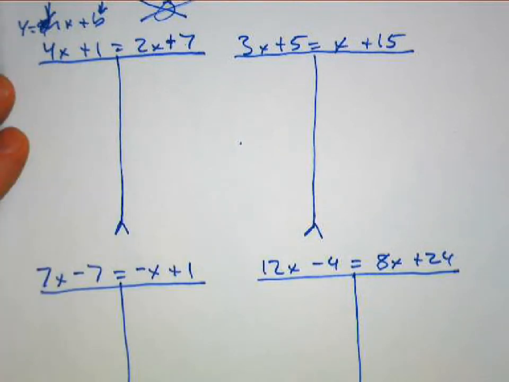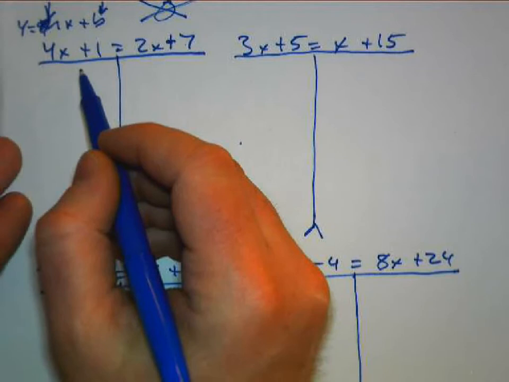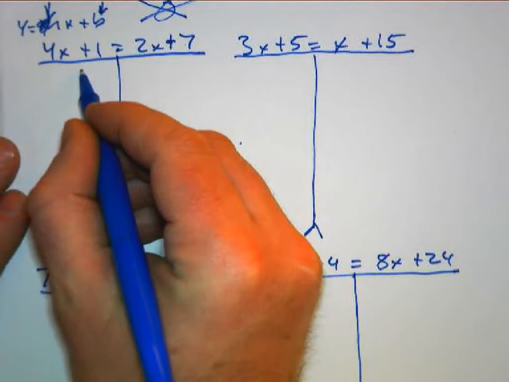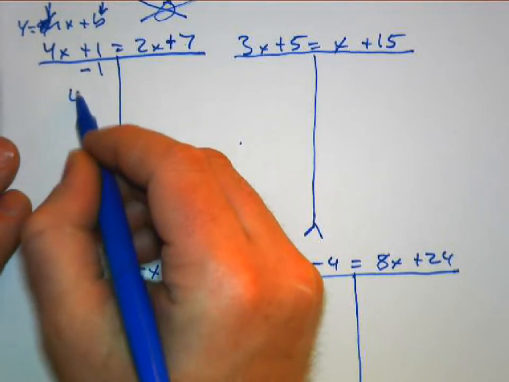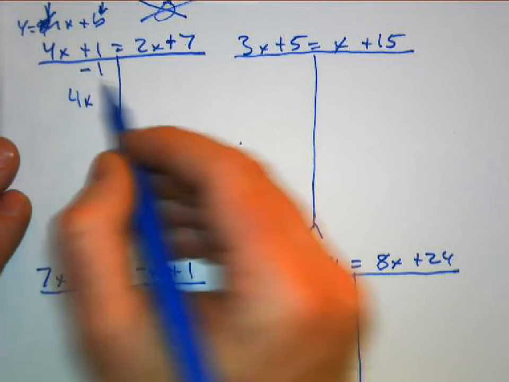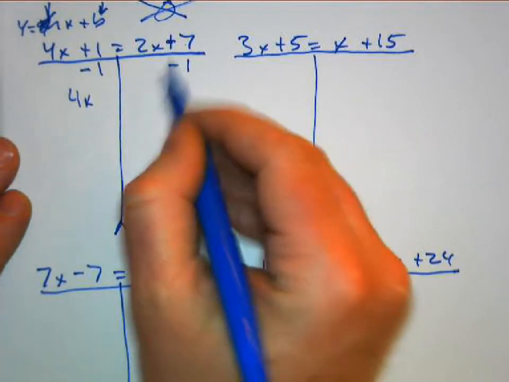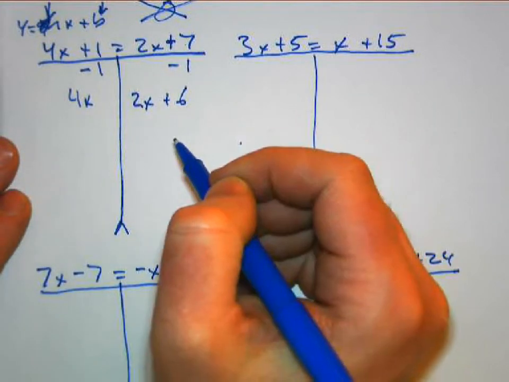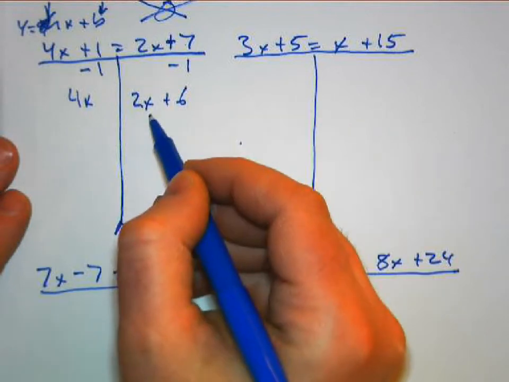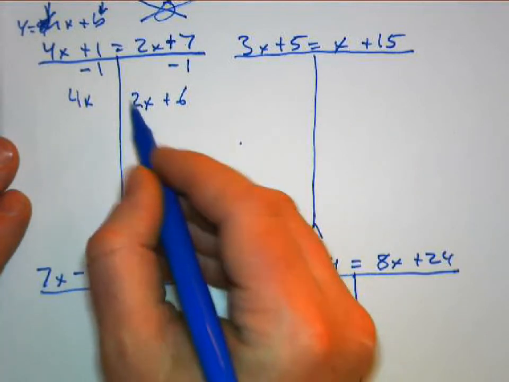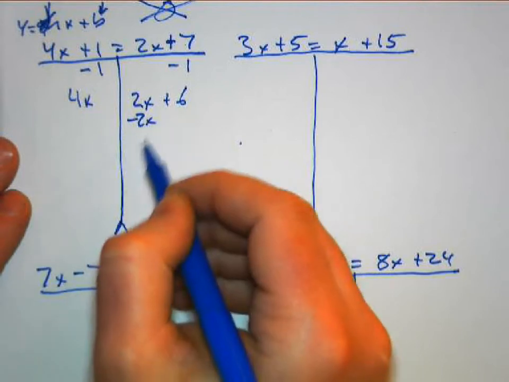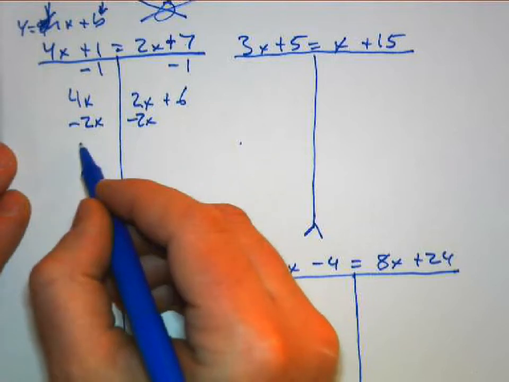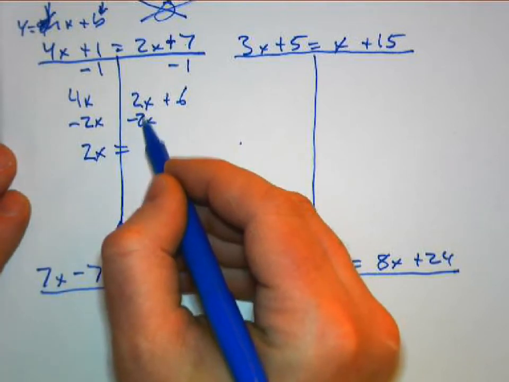So let's start here. We have 4x plus 1. What undoes 4x plus 1? 4x minus 1. And that leaves us over here on this side with 4x. And if I minus 1 on this side, I need to minus 1 on this side. And what is left over here? I have 2x plus 7 minus 1 is 6. And since I pushed my numbers to the right, I need to push my letters to the left, so I need to get rid of this 2x. 2x minus 2x is going to give me 0x. And if I did it to this side, I need to do it to this side. So 4x minus 2x leaves me with 2x equals 2x minus 2x is 0 plus 6, so I have 6 left.